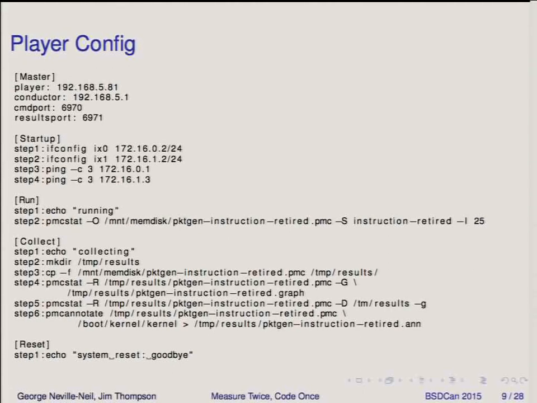Told you it was primitive, but nobody else had one until I published this. And suddenly four or five people are like, wow, we got that. Anyway, it's pretty simple. Where do we find our conductor? Where do we find the master? What do we do when we start up? Why do we do a ping when we start a test?